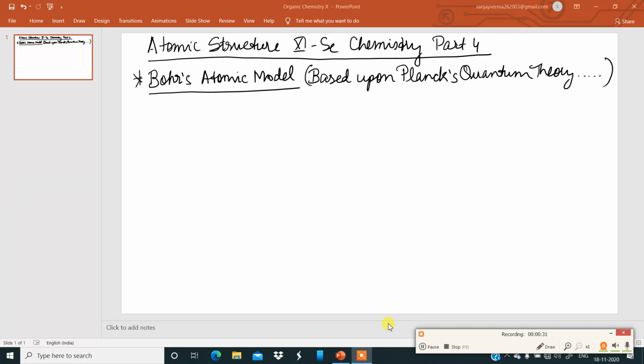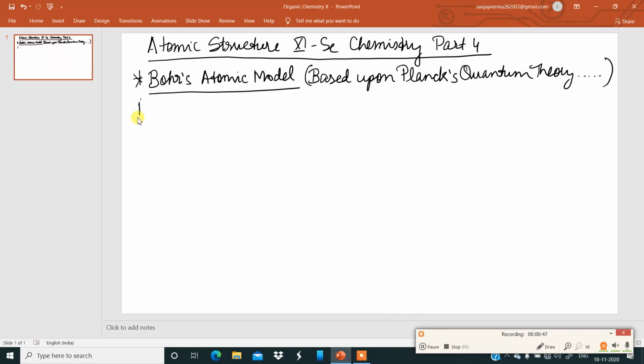Bohr's atomic model. It is based upon the Planck's quantum theory. Okay. Now, let me discuss the postulates one by one.